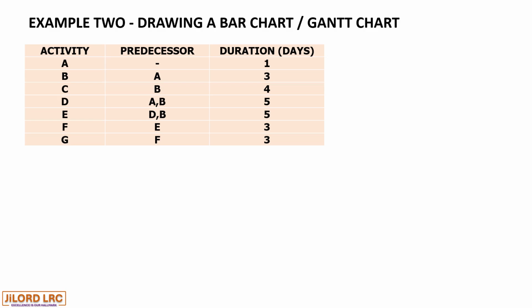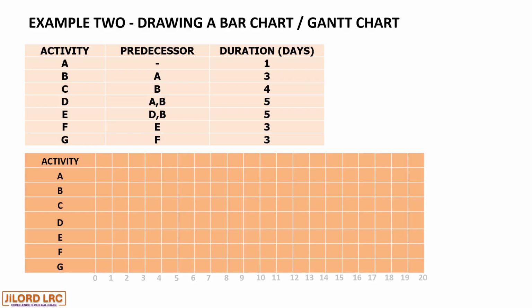Activity E has 2 predecessors, D and B, with a duration of 5 days. Activity F has a predecessor E with 3 as its duration. And activity G has F as its predecessor and 3 days as its duration. As usual, the activities will be indicated on the vertical axis, and the durations will be on the horizontal axis. We can now draw our bars.